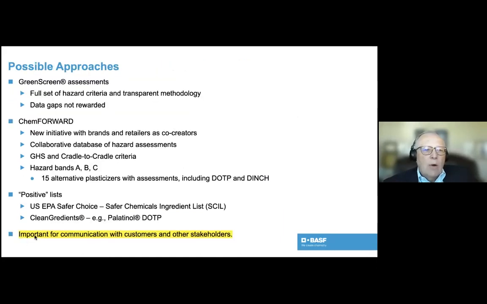Okay, so possible approaches. Again, I think people on this call are familiar with a lot of these. One of these that we've used is Greenscreen. I think two real big benefits. One, it's a full set of hazard criteria. It is a transparent methodology. Also, one of the things I really like is that data gaps are reported. Very often things may look great, but there may be some data gaps that you don't know about.